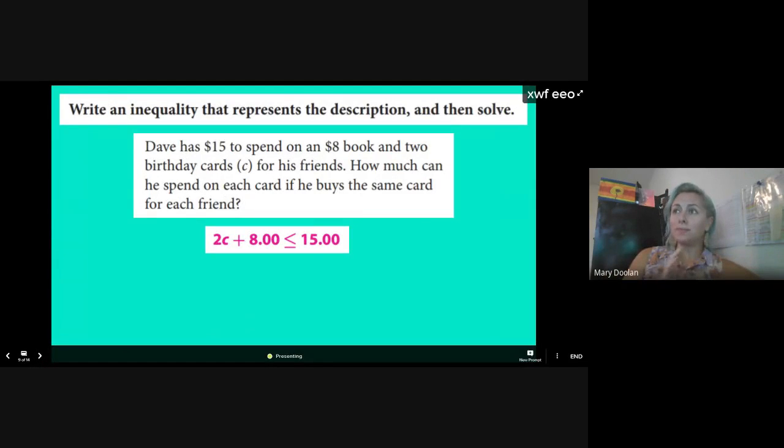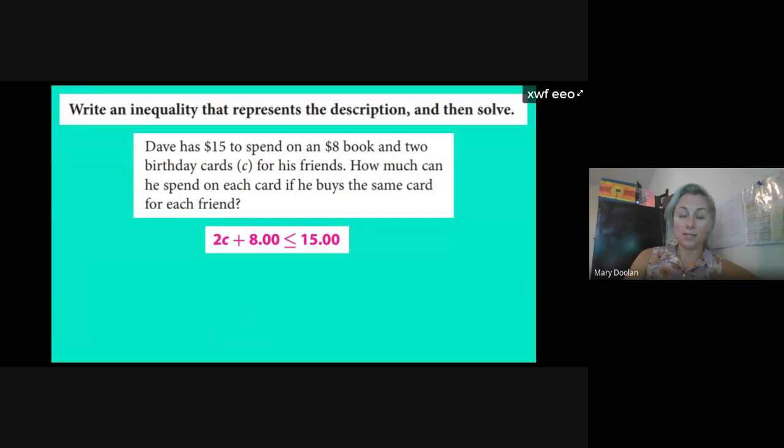So this is our inequality. 2C plus 8 is less than or equal to 15. You could also have C plus 8 is less than or equal to 15. But because C and C, those are the same term, we could combine it together to 2C. So it's a little bit more simplified.